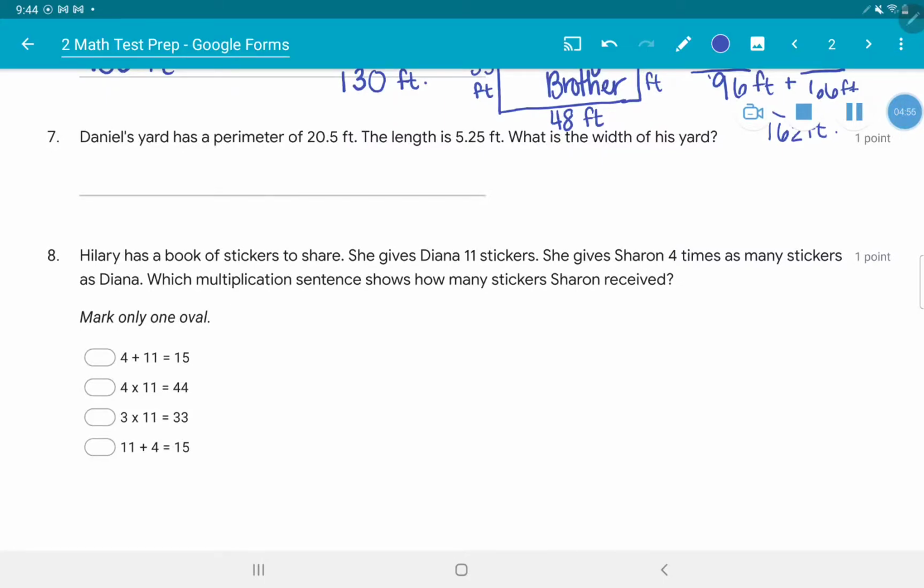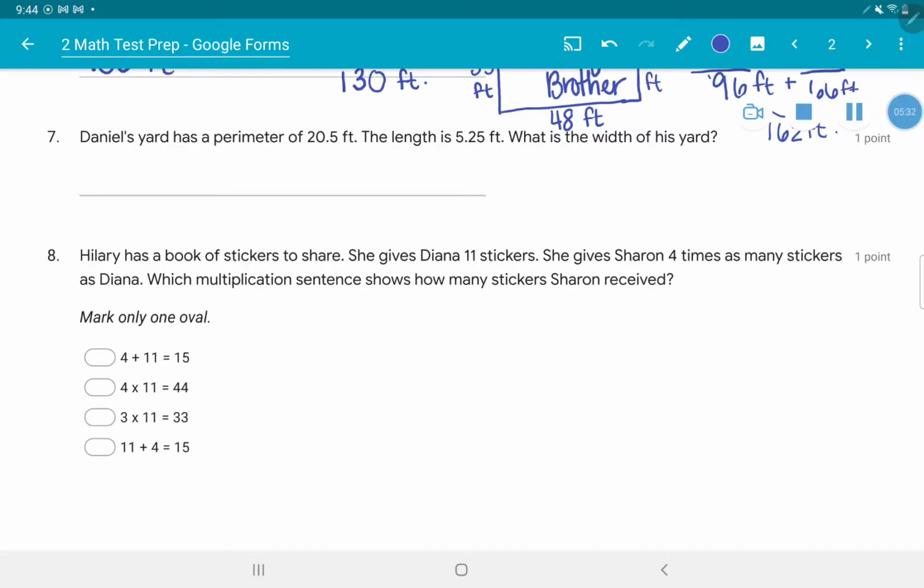Daniel's yard has a perimeter of 20.5 feet, 20 and 5/10. The length is 5.25 or 5 and 25/100 feet. What is the width of his yard? We've got some decimals there. We haven't added or subtracted decimals, have we? No. But we have talked about decimal place value. Okay. Do our place values line up in 5/10 and 25/100?